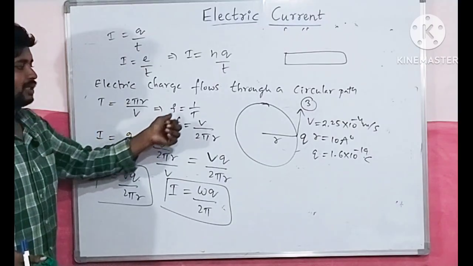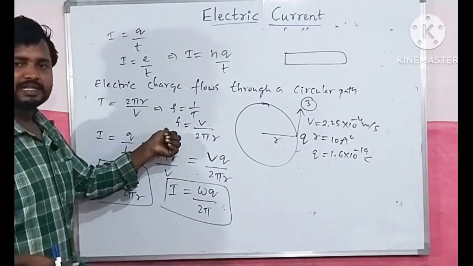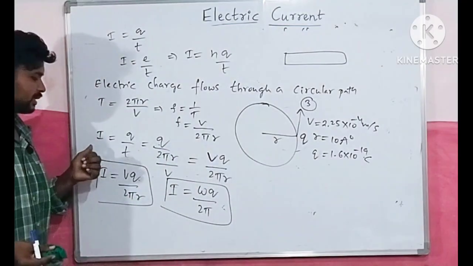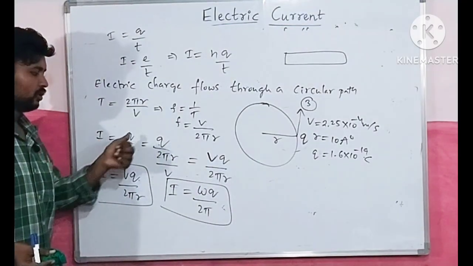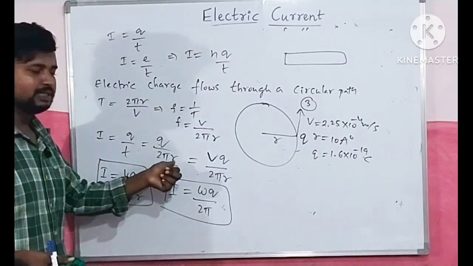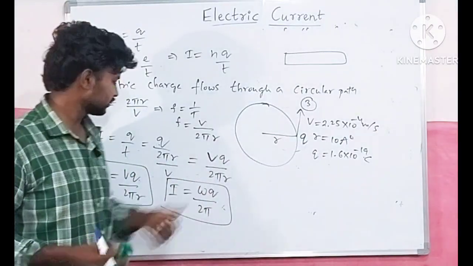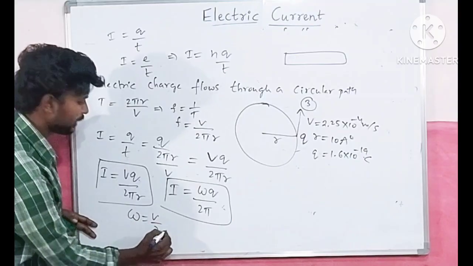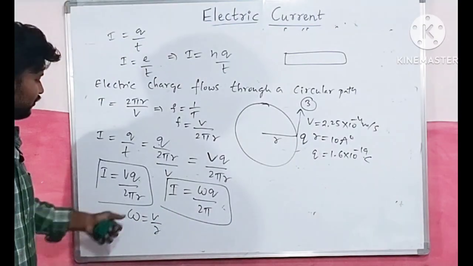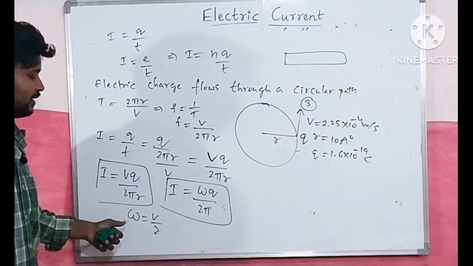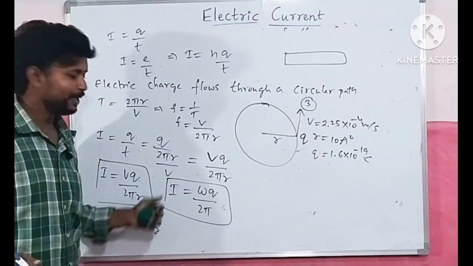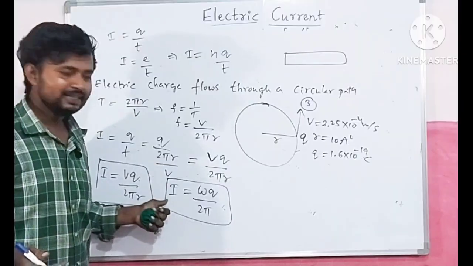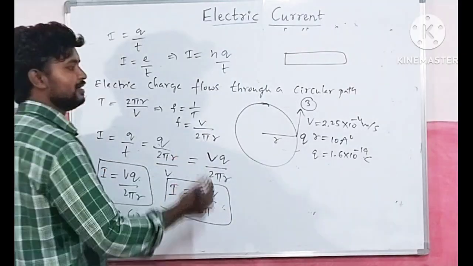So here frequency equals 1 by time period. Here frequency equals v by 2 pi r. So when we write I equal to q by t, so q by 2 pi r by v, so it is equal to vq by 2 pi r. But we know that angular velocity omega equals v by r. When you put omega in place of v by r, I equals omega into q by 2 pi. This is the current when the charge is flowing in a circular path.